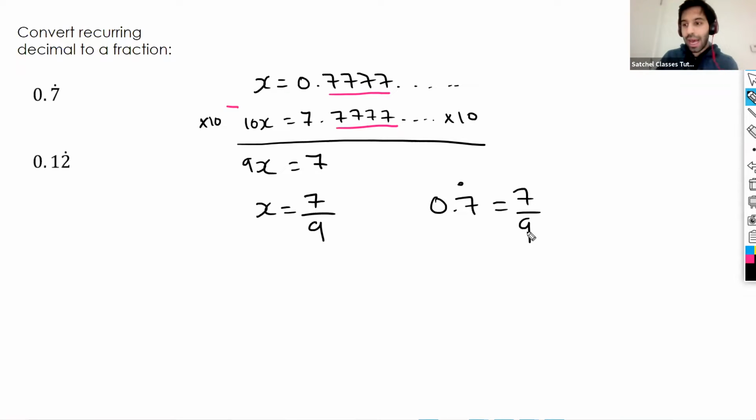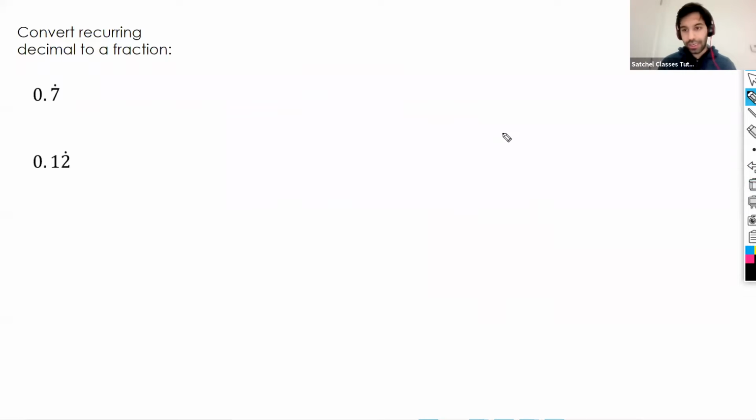All right, and moving on to the second example. The second example is slightly trickier. It says, convert 0.12 recurring to a fraction. So again, let x be equal to 0.1, and the 2 is going to be recurring. I've written the 2 four times again. And now, once again, I'm going to start by multiplying both sides by 10, just so eventually I can get rid of the recurring decimals.